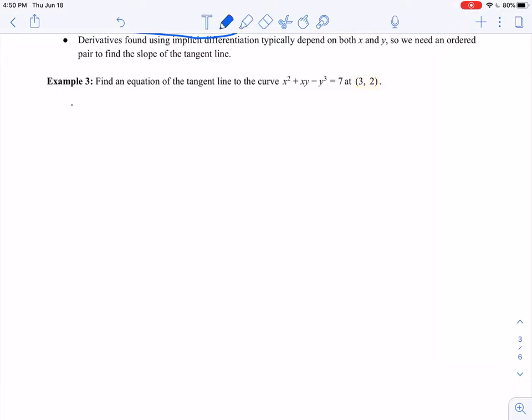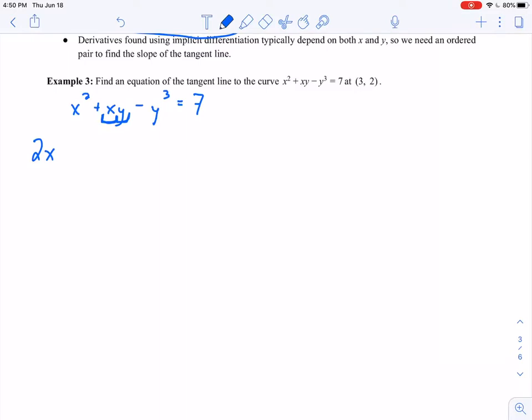So I have x squared plus xy minus y cubed is equal to 7, and I want to take the derivative. So, okay, derivative of x squared, that's going to be 2x. Derivative of xy right here, I've got a product rule. Anytime you've got a power of x times a power of y, this is going to be a product rule.